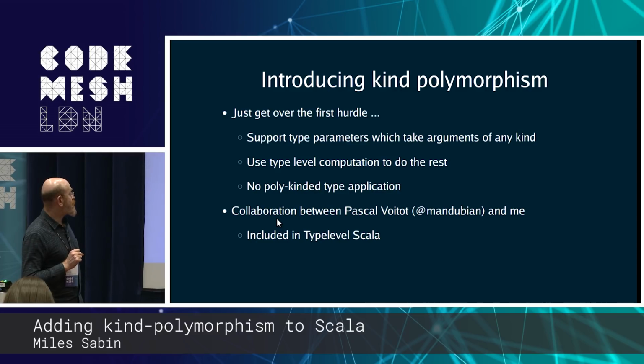So the idea is that we support type parameters which can take type arguments of any kind. We're not going to provide polykinded application, so we're going to stick with the GADT-based encoding of type application. And then we're going to use Scala's standard type level computation to do all the other work that would be involved. That was included in Typelevel Scala, the last release of Typelevel Scala, which is the Typelevel fork of the mainstream Scala compiler with a few additional features which are of particular interest to functional programming people in Scala.